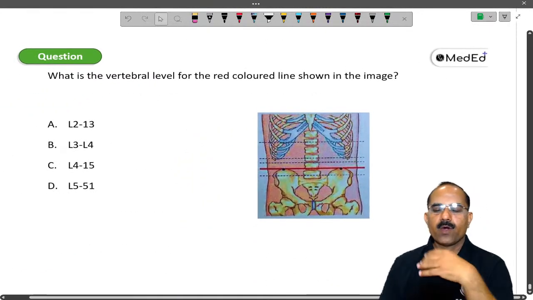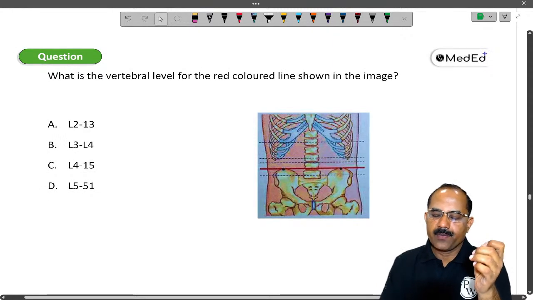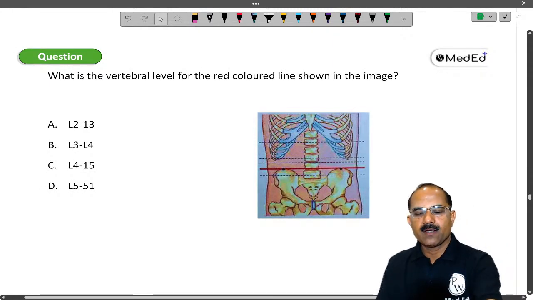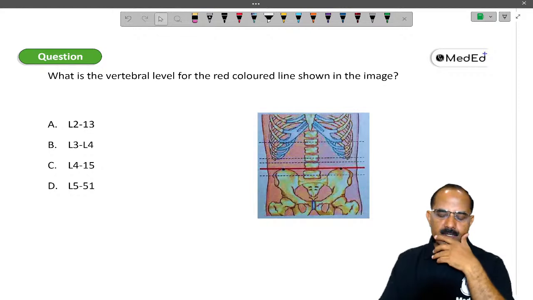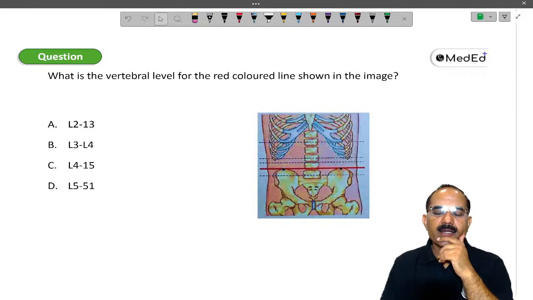Answer this. What vertebral level is for the red color line shown in the image? Yes, answer this, bachcho. What vertebral level? The red color line.